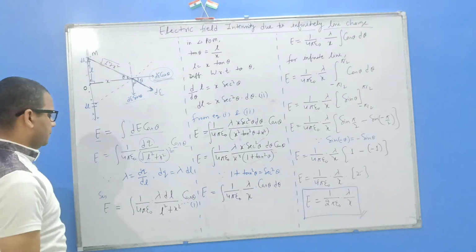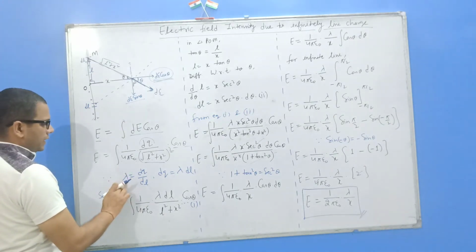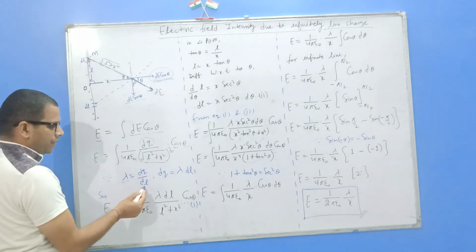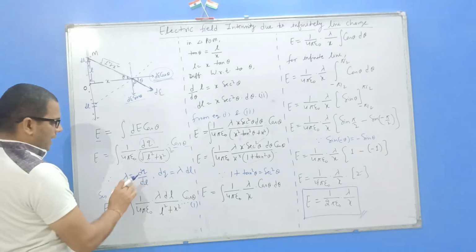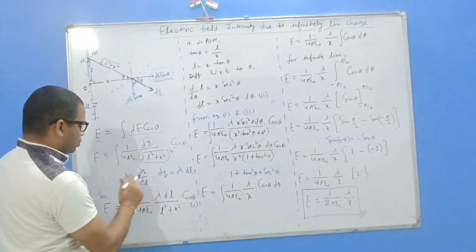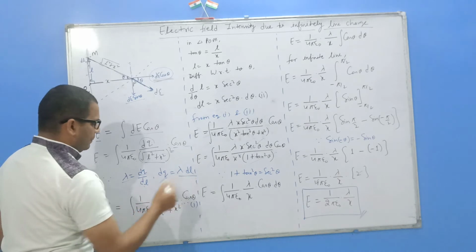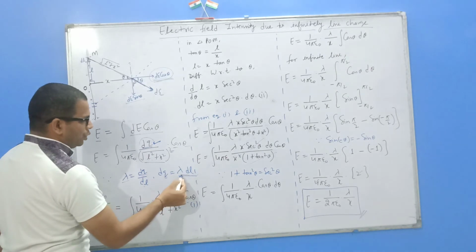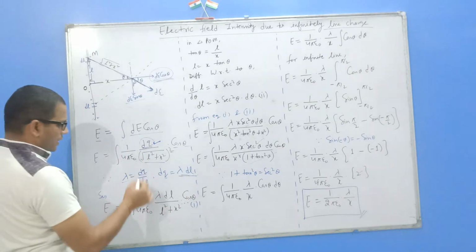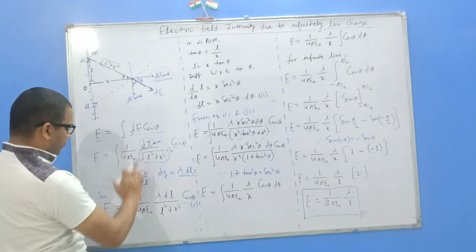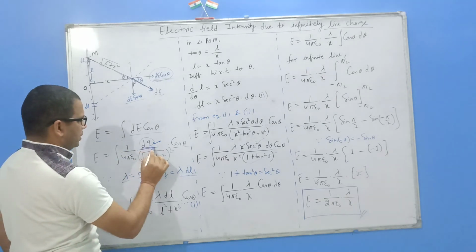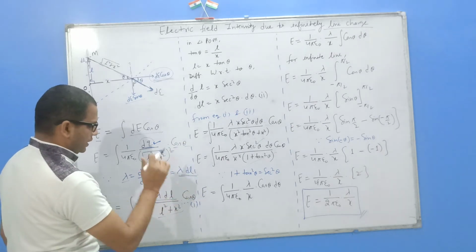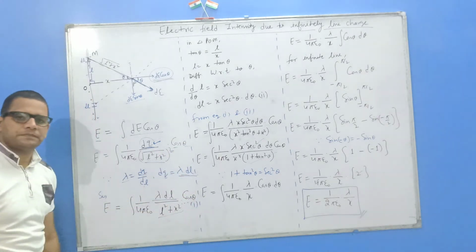Clear? Now we know the linear charge density lambda is equal to dq upon dl, the charge per unit length. So from here dq is equal to lambda dl. In place of dq we can put lambda into dl. So E is equal to 1 upon 4 pi epsilon naught, lambda dl upon L square plus x square, into cos theta. Let this be equation first.